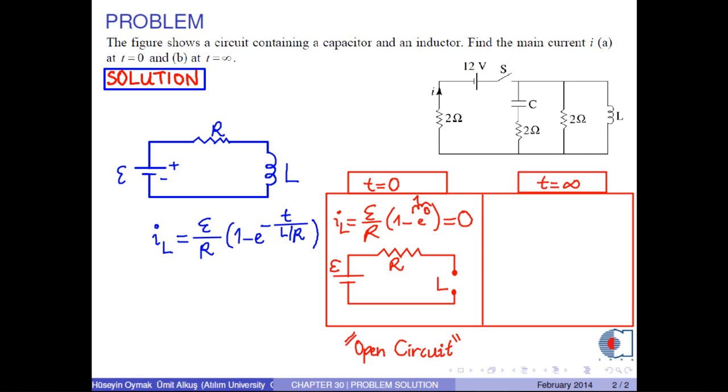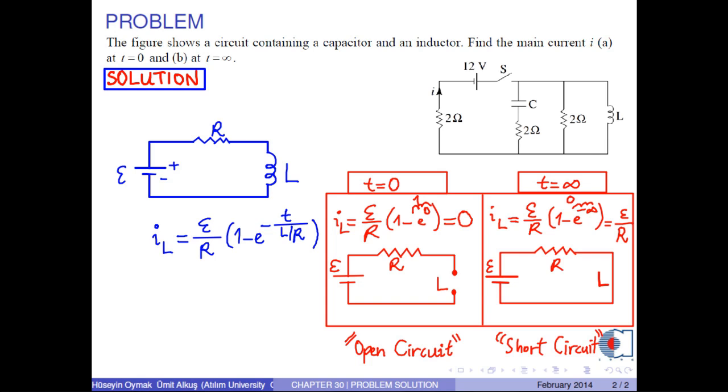At t equals infinity, the inductor current is epsilon over R times 1 minus e to negative infinity. E to negative infinity is 0. Then we obtain epsilon over R. This is to say that the inductor behaves as a short circuit.